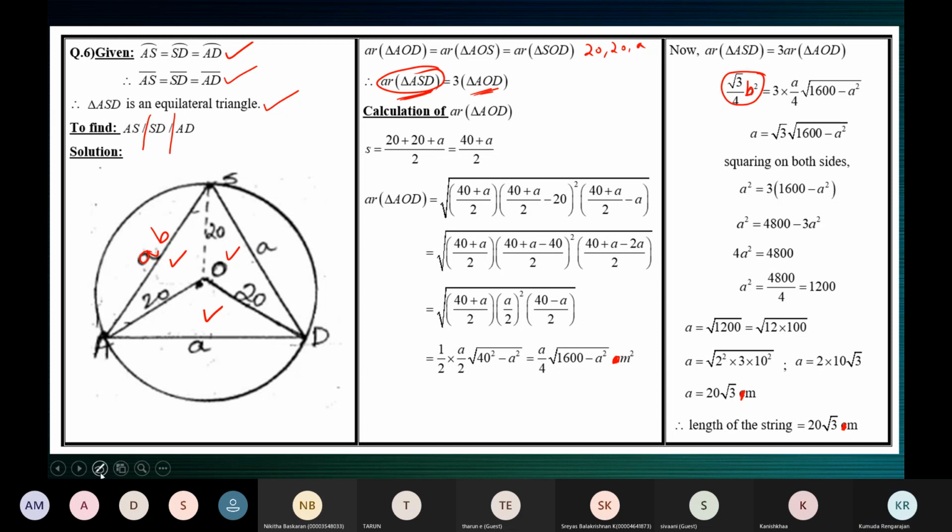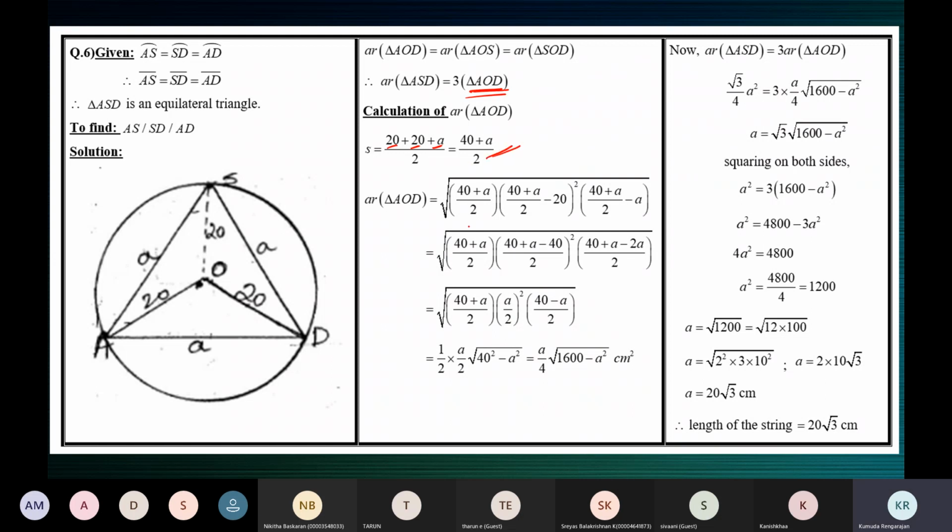Okay. So we got the expression that represents the area of the equilateral triangle ASD. Next is to find the area of the triangle AOD. The area of triangle AOD is found using Heron's formula. So you can see the sides are 20, 20, A.